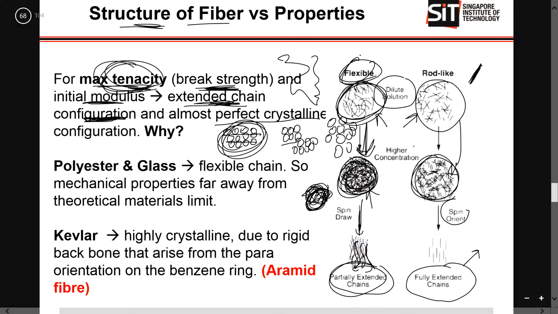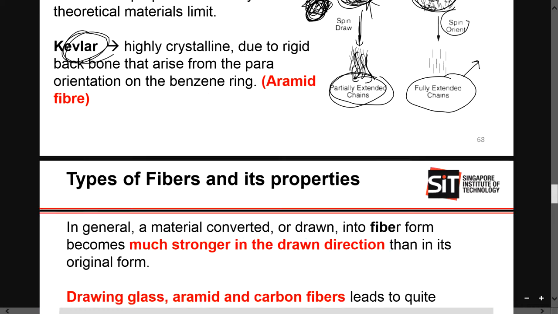Polyester and glass have flexible chains, which is this one. Their properties are very flexible. As for Kevlar, it is very rigid, which is just one line like that. So this is just the meaning of that. In the future, he will discuss it again.